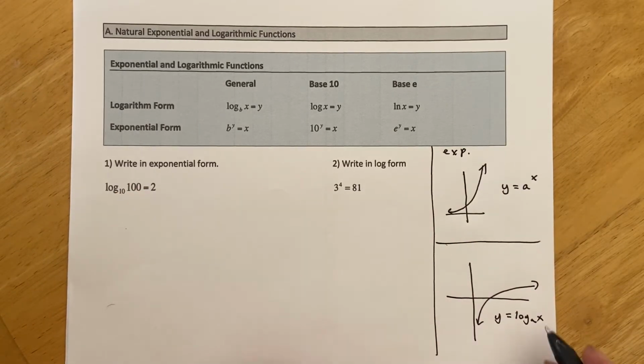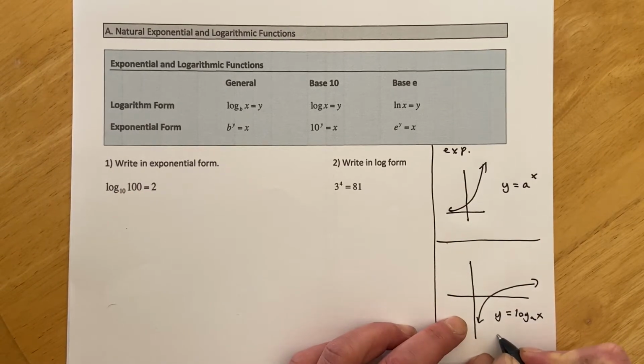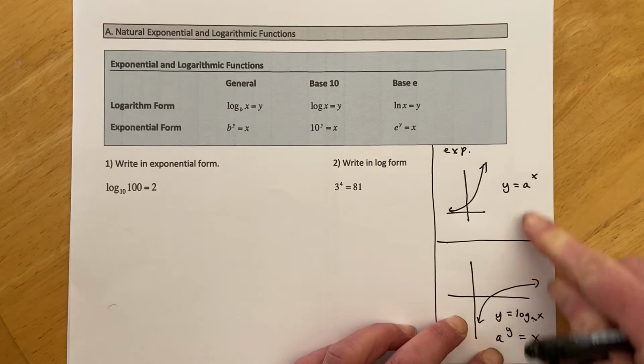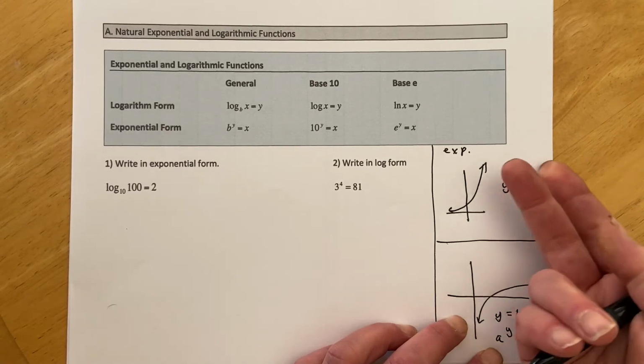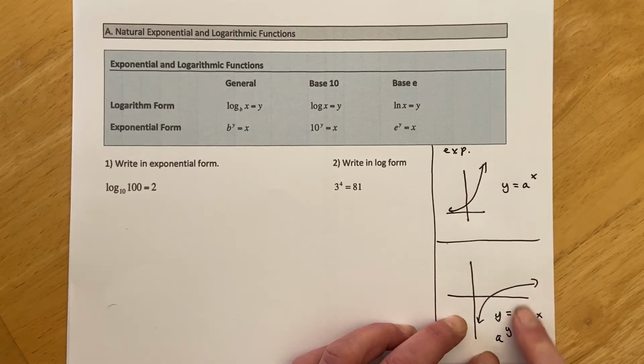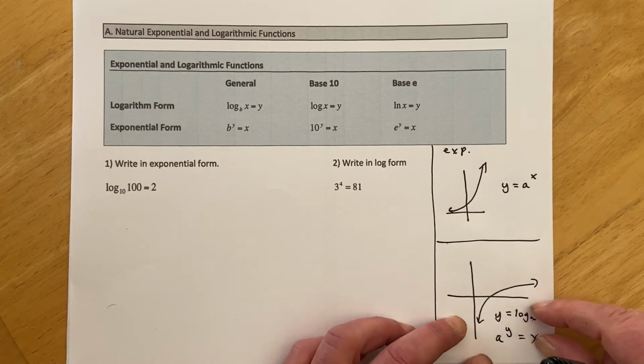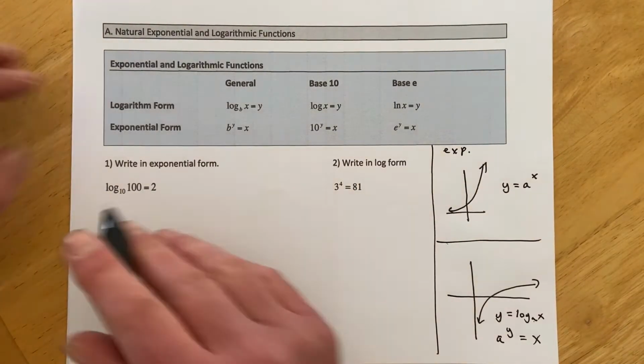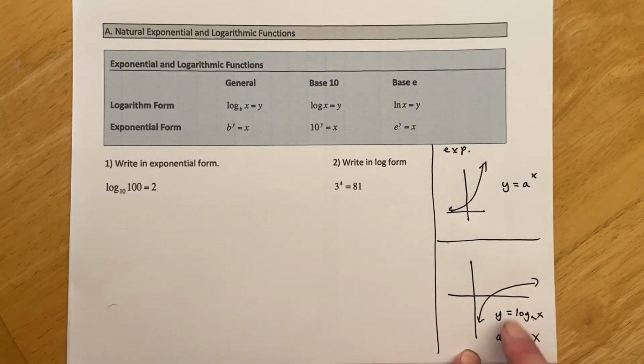But the thing I'm about to show here is that I'm going to write this as the base a raised to the y equals x. See, it's not the same thing as the exponential. The x and the y have swapped places. So these are our two forms of a log. This is a separate thing. That's an exponential.